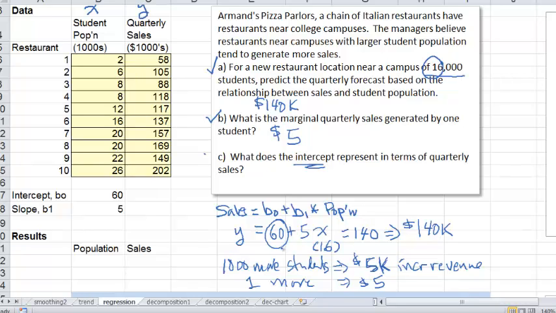Well, then what is 60? It must be sales made to the people other than the students. The students are not the only people who would go get pizza. There'll be other people, like people who work or live in the area. So we could interpret 60 as the amount of sales from non-students. So the conclusion is that these restaurants make sales of $60,000 per quarter from non-students. So here we could say $60,000 from non-students would be how we would interpret the intercept.